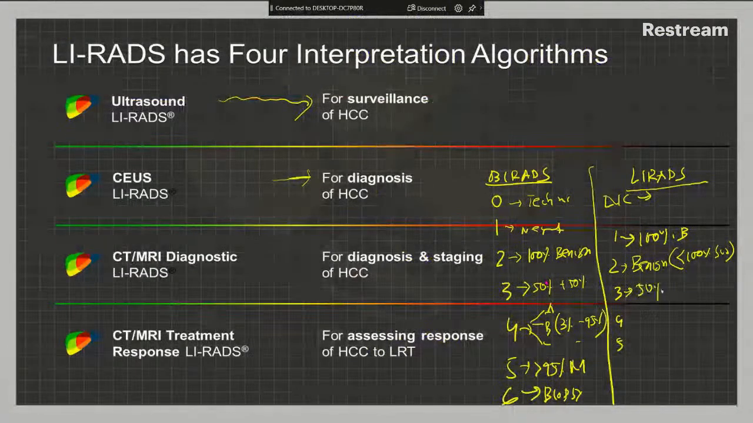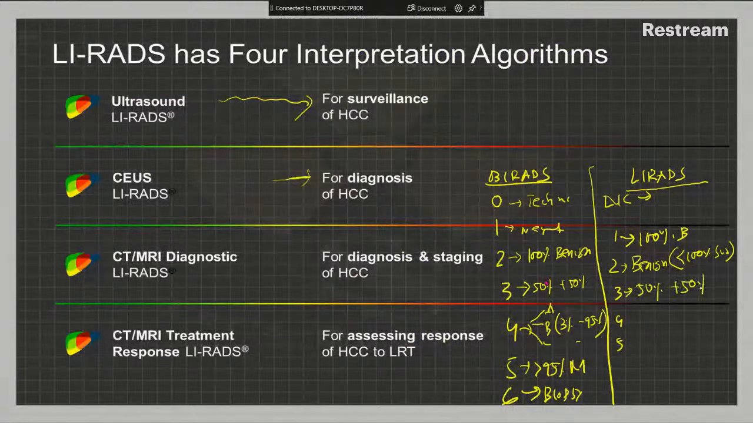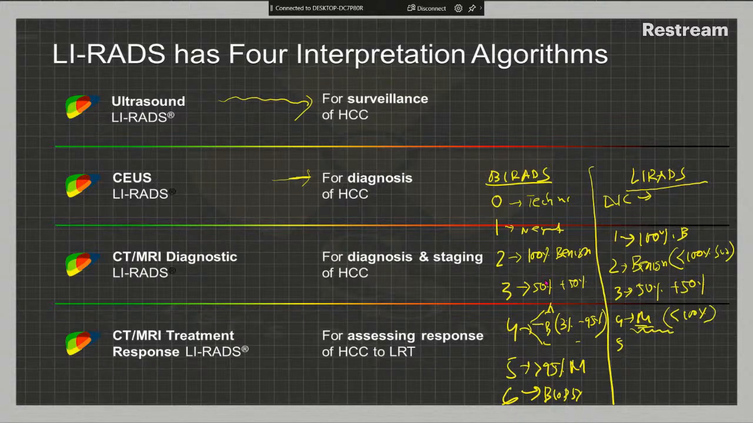LI-RADS 3, again similar things, 50-50. You are not sure, it is 50% benign, 50% malignant. LI-RADS 4, the chance of malignancy is becoming higher, but you are not 100% sure that it is malignant. And LI-RADS 5 is 100% malignant.